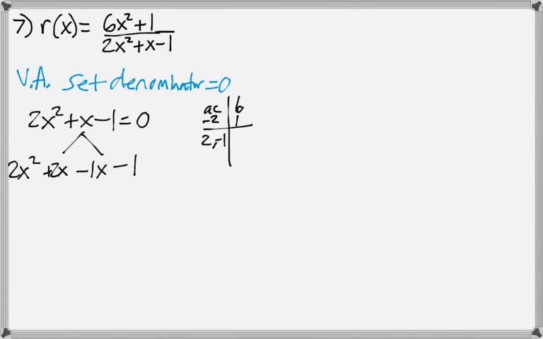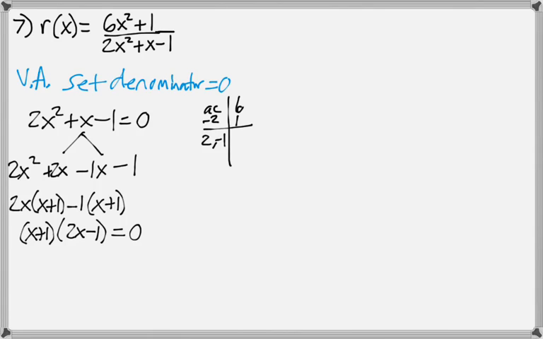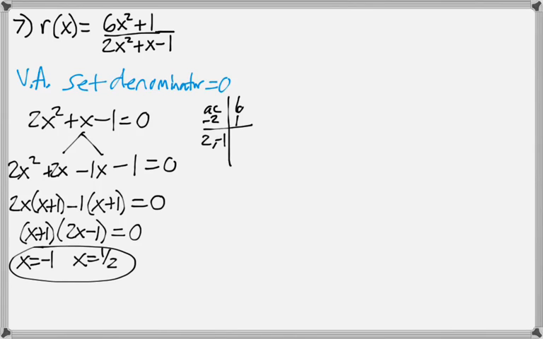And then I can do factor by grouping. So take the 2x out, and I have x plus 1. And then minus 1, and I have x plus 1. So then if I finish the factor by grouping, this is what I have. I guess technically these are all equal to 0 here. So if I solve this, I get x is equal to negative 1, and x is equal to 1/2. Again, you don't need to put this, but these are vertical lines.